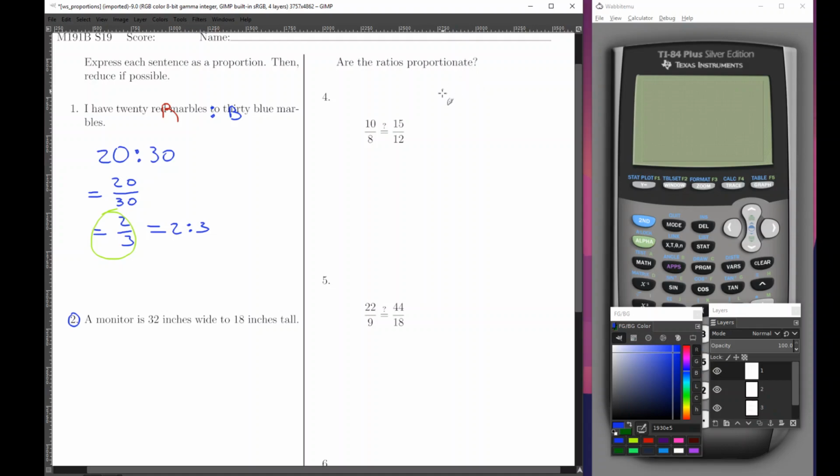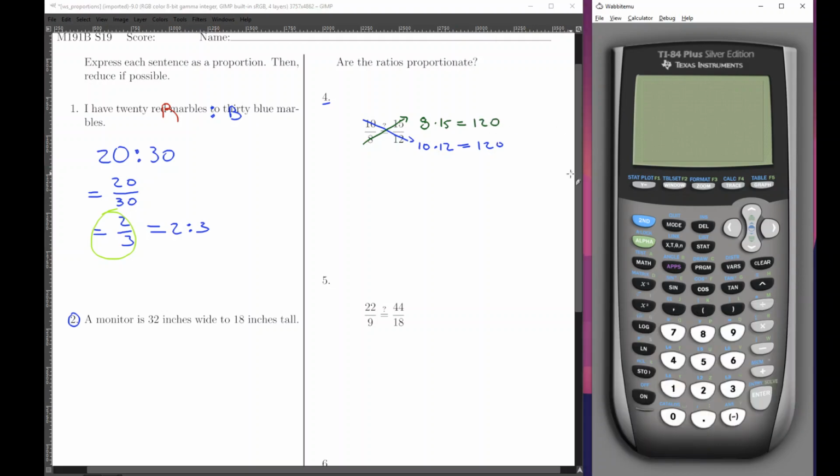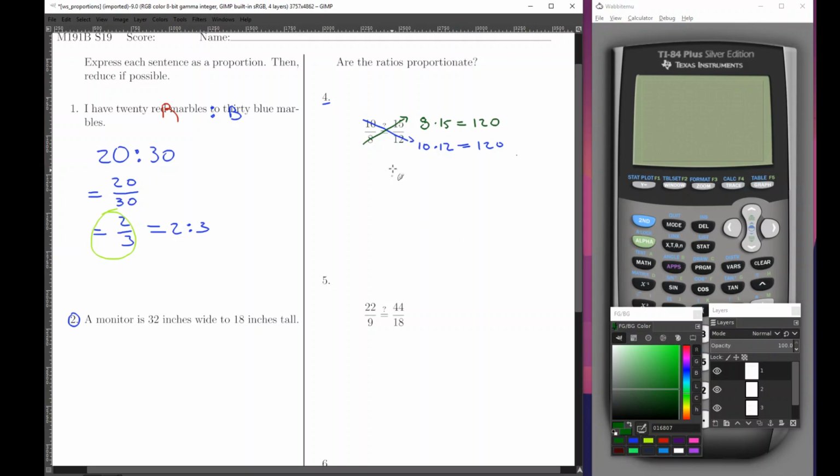Are these ratios proportionate? Now, here in number 4, to figure this out, we're going to cross multiply. We're going to start with 10 times 12, which is 120. If the other cross, 8 times 15, is equal to 120, and it is, you can check with your own calculator, then we have a proportion.